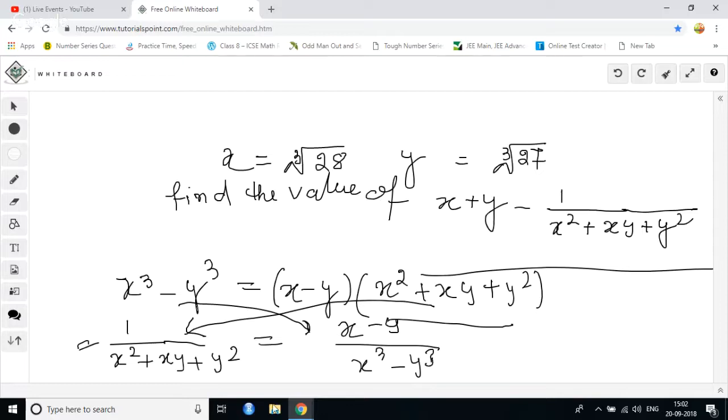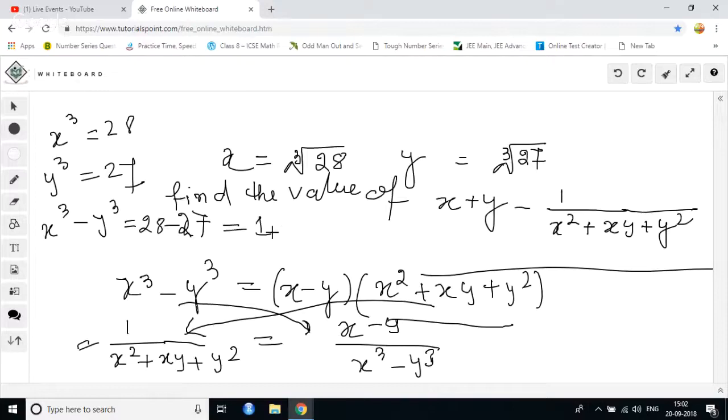Now guys, look at here. What is x cube minus y cube? X is cube root 28. So x cube would be equal to 28. And y cube would be equal to similarly 27. So x cube minus y cube would be equal to 28 minus 27. That is equal to how much? 1. So I can replace this, try to understand, 1 by x square plus xy plus y square is equal to x minus y divided by x cube minus y cube. And what is x cube minus y cube? It is 1.